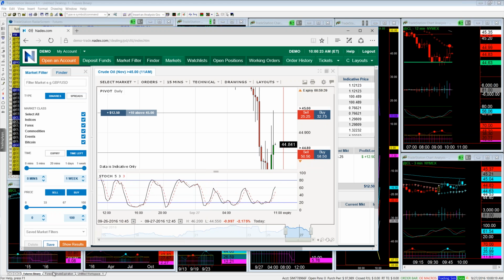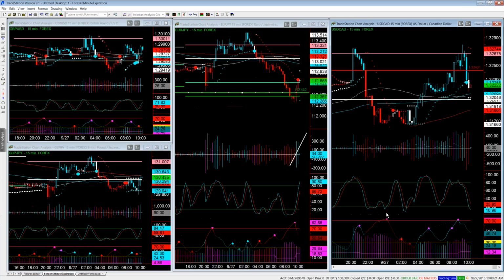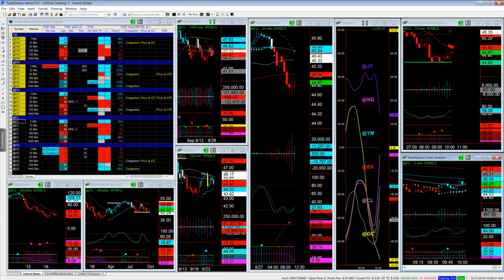I want to go see what the Forex did. We took profits on both of these. I think we had another one, but I don't remember what it was. It's been a nice morning, provided you waited for the trade setup.